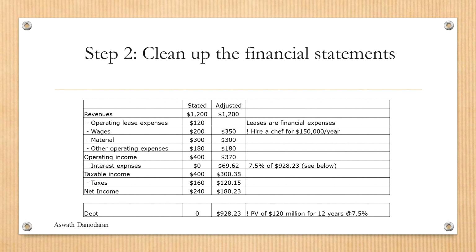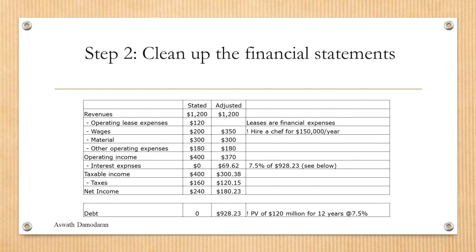Materials stay the same. Other operating expenses are assumed to be the same, but here your operating lease is no longer 120. You treat it as zero because you capitalize this lease commitment, treating it as a long-term debt and long-term asset. The true cost of this lease program is 69.62. It's not 120. 120 actually overestimated the cost. And this 69.62 is 7.5% of 928.